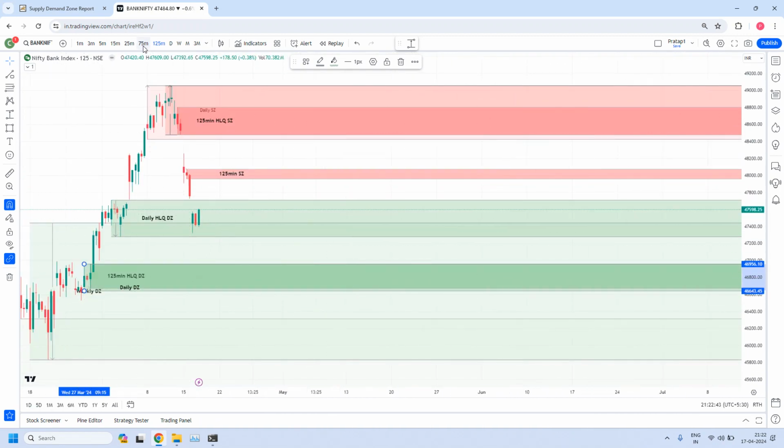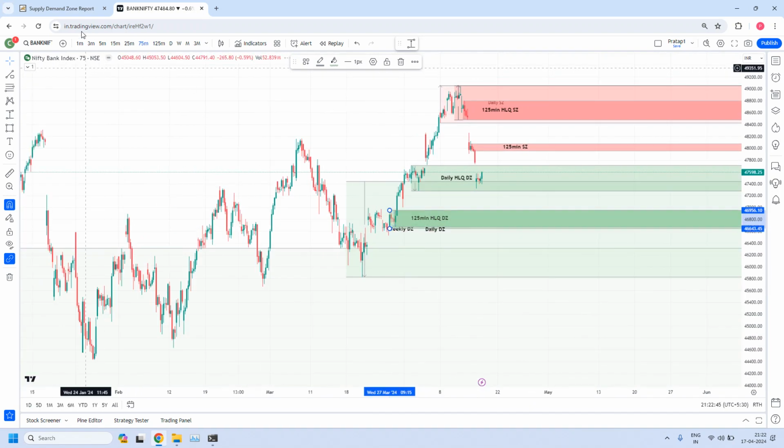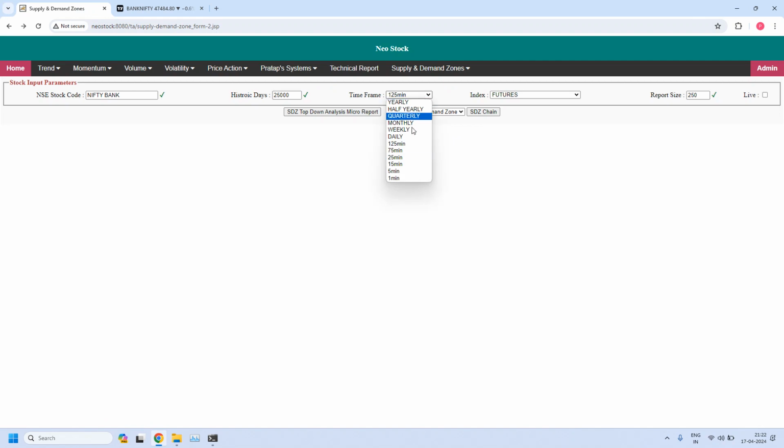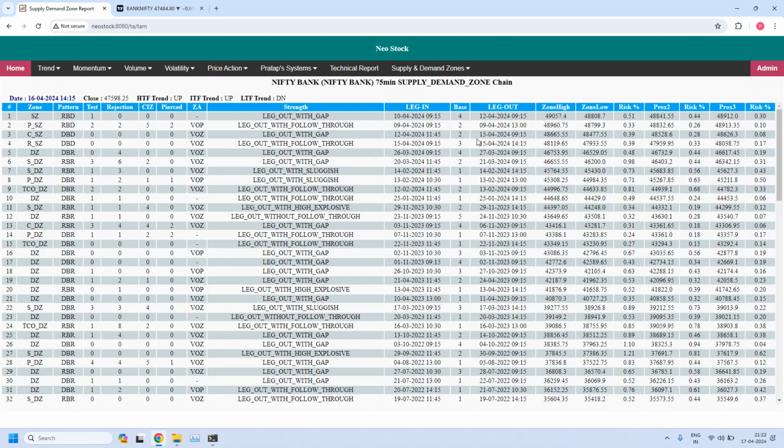Now I am moving to the 75 minutes time frame. This is more important for us because inside daily we fine tune to 75 minutes. Why I am looking at 125 is mainly to identify high liquidity order flow. Here we have a high liquidity supply zone immediately available. Where is it? 15/4/9/15.